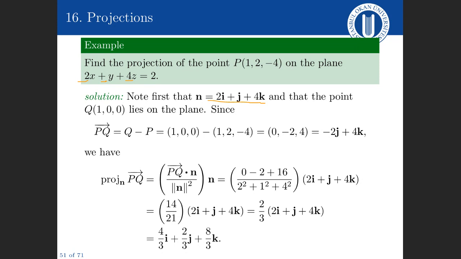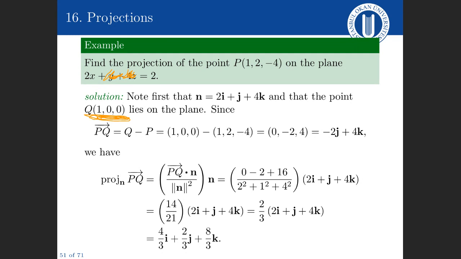We also need a point on the plane. You can use the trick that I showed you before. Let's suppose that y is 0 and z is 0. And then we're left with 2x is equal to 2 or x is equal to 1. We can take the point 1, 0, 0 in the plane. You can take any point in the plane that you want.